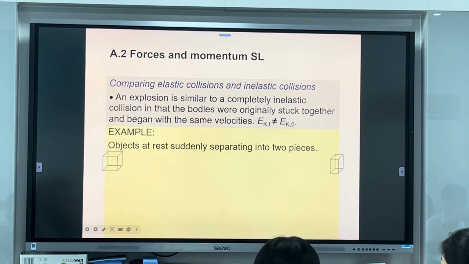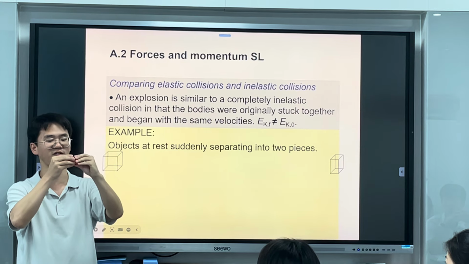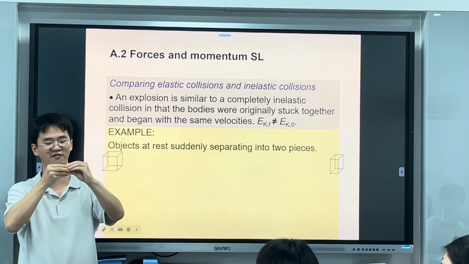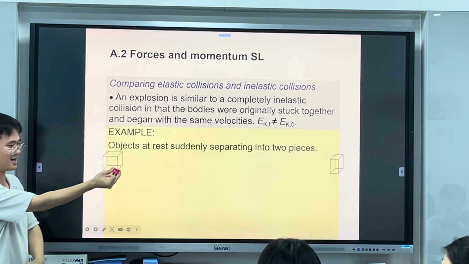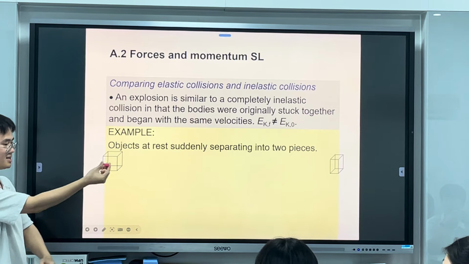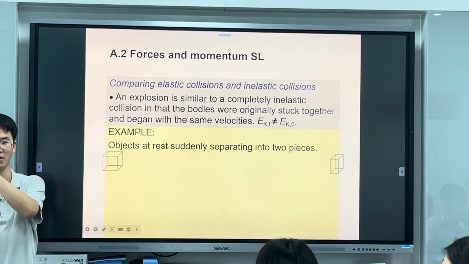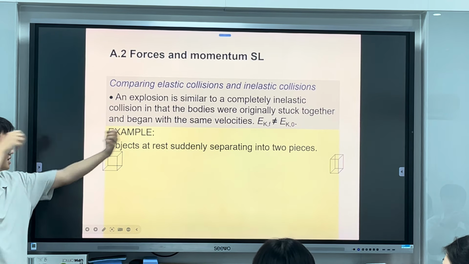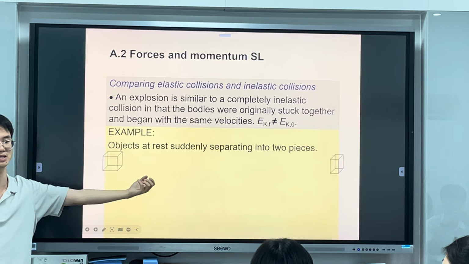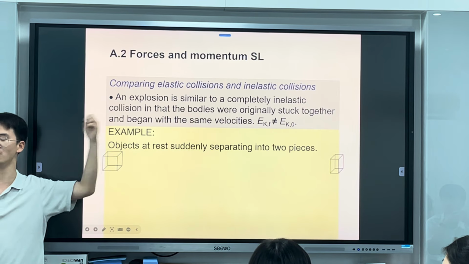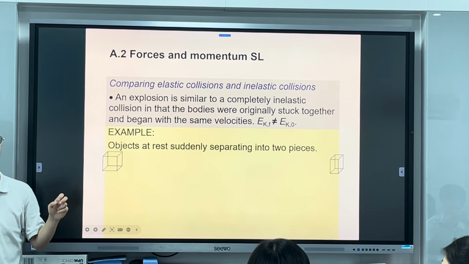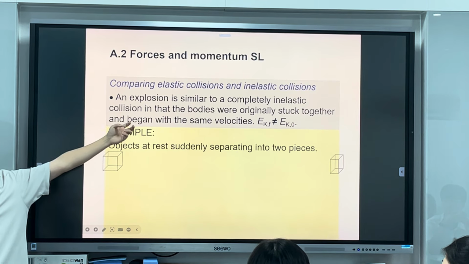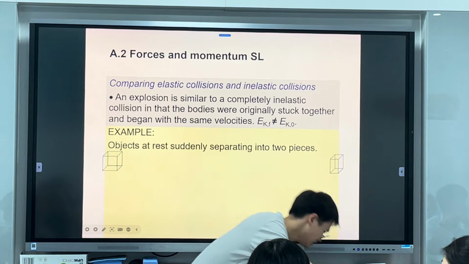Before, I was forcing them together, they're not moving at all. I was using my force, forcing them together, so there's no kinetic energy at all. But then if I release, due to the magnetic repulsion, they just suddenly split into two pieces. This process can also be thought of as an inelastic collision, a completely or perfectly inelastic collision.